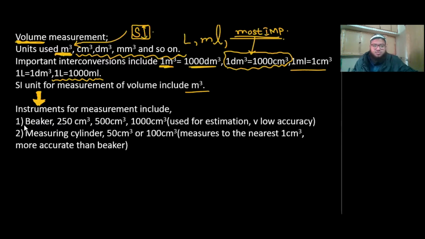The very first instrument that we have is a beaker. You can have beakers of various sizes, various volumes, but over here the very common ones are the 250 cm cube, the 500 cm cube, and the 1000 cm cube.